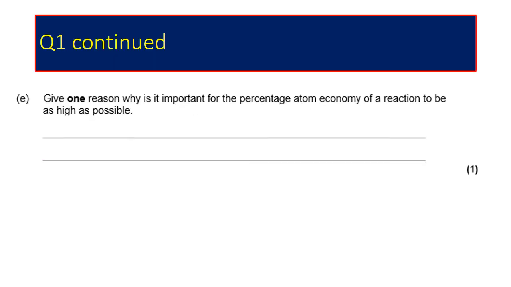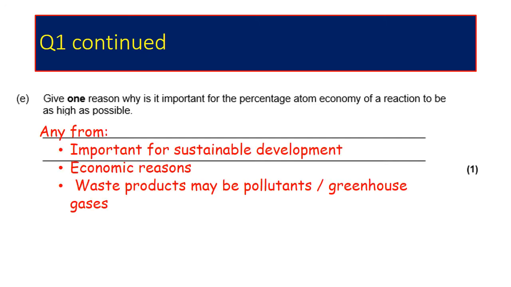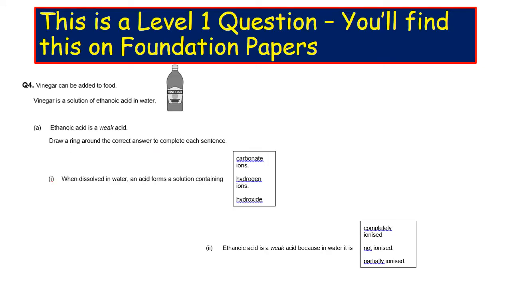Give one reason why it's important for the percentage atom economy of a reaction to be as high as possible. So they'll give you marks for multiple reasons. Anything from it's important for sustainable development, because we want to minimise waste, for economic reasons, so making it cost effective, and also waste products could be pollutants, greenhouse gases, all of those sensible answers.